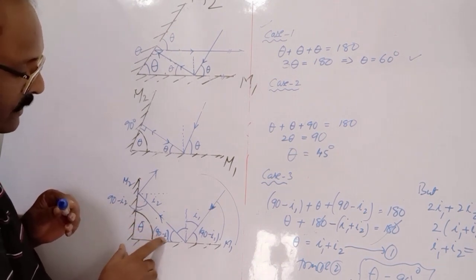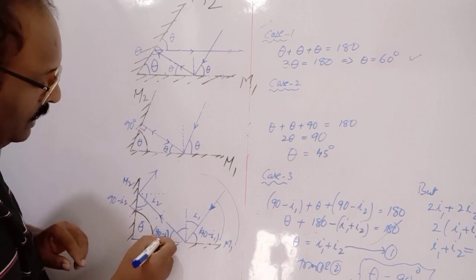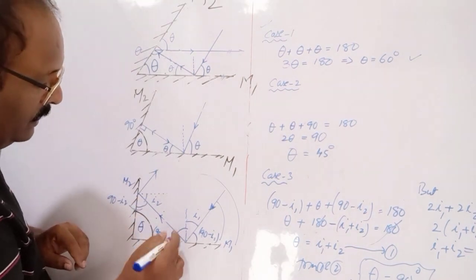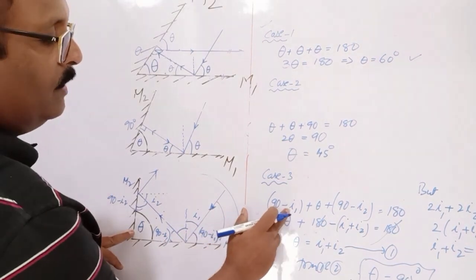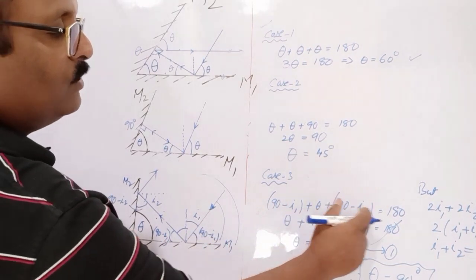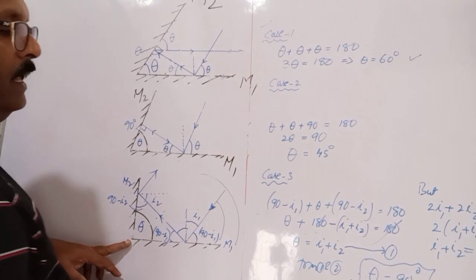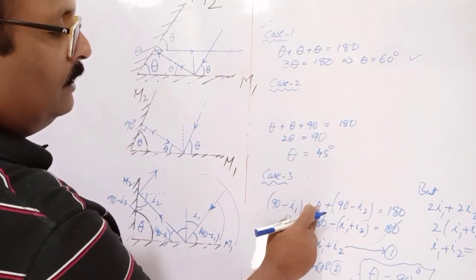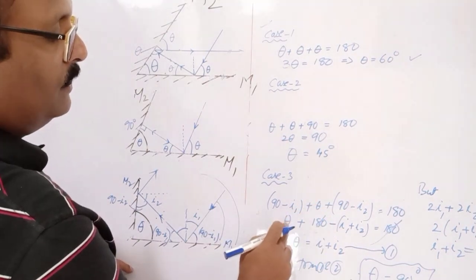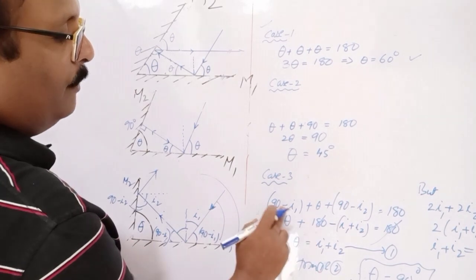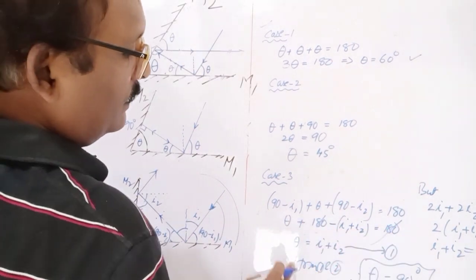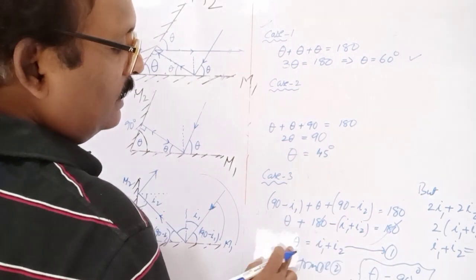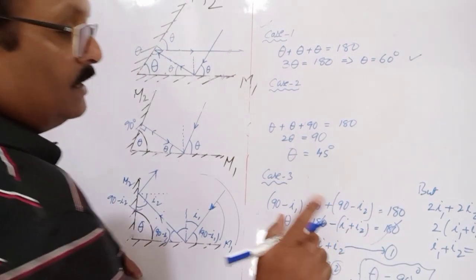Theta, 90 minus I1, 90 minus I2. So that's why I have written 90 minus I1 plus theta plus 90 minus I2 must be equal to 180 degrees. That means theta plus 90 plus 90 is 180. Minus common, I1 plus I2 must be 180 degrees. So the 180 cancels, and theta must be equal to I1 plus I2. This is equation number 1.